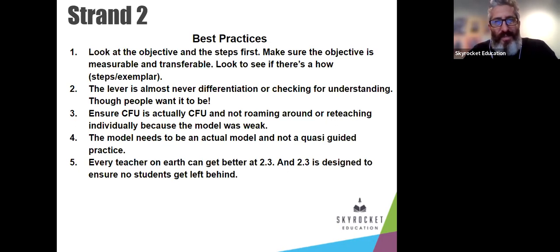As a coach, look at the objective and the steps first. You've got to make sure that the objective is measurable and transferable. And look to see if there's a how, and those are your steps, right? If it's, you know, students will read and understand the text, that is not a measurable objective, right? We don't have any way of knowing if they understand. Understand is too broad here. But if they said students will read a text and compare and contrast two characters, then that is something that is measurable. And then look to see, how would I do that? What would my steps be?